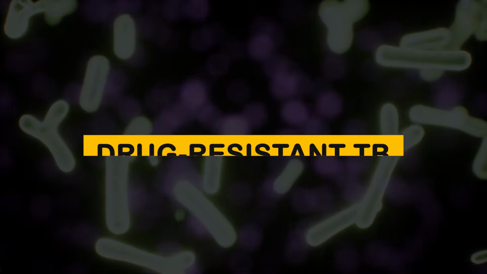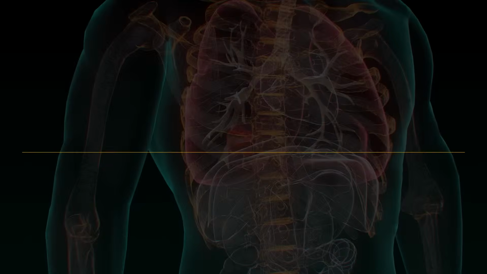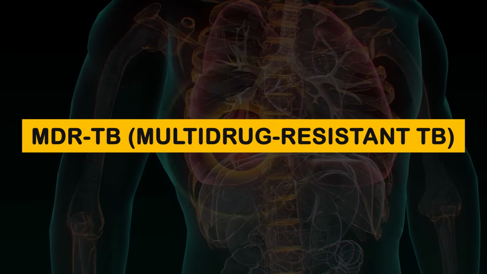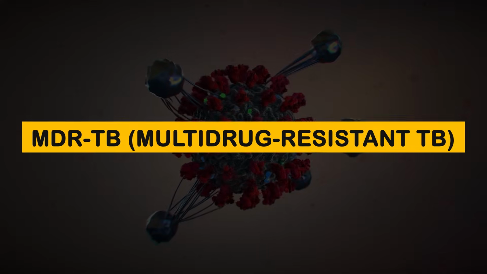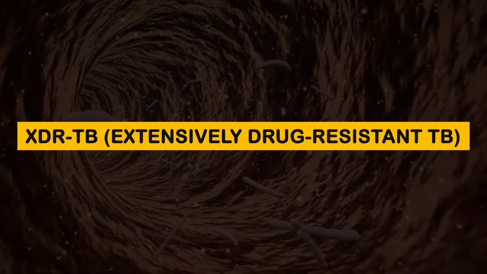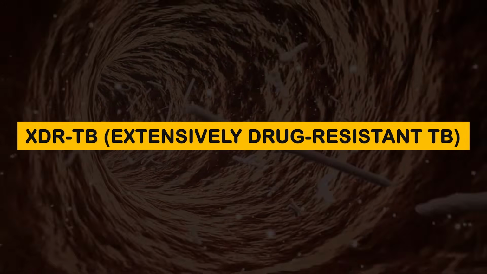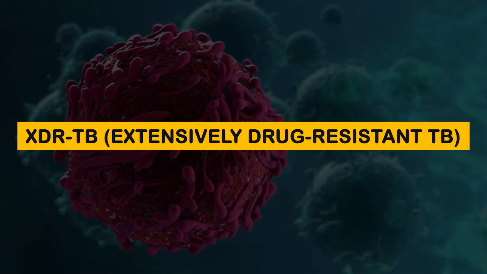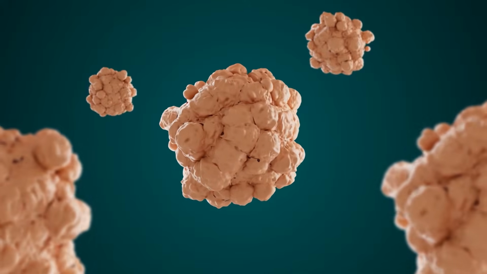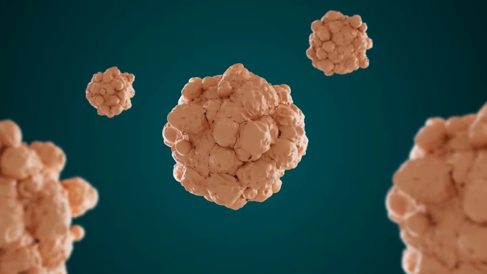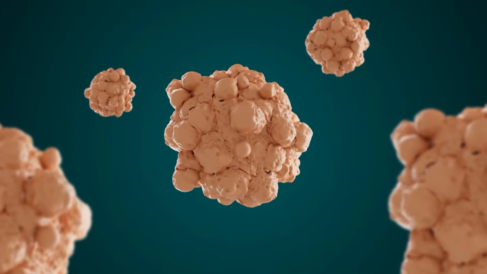Drug-resistant TB. There are 2 major types: MDR-TB, multi-drug-resistant TB, resistant to isoniazid and rifampicin; XDR-TB, extensively drug-resistant TB, resistant to even more drugs. Treatment for resistant TB can last 18 to 24 months and involves stronger medications with more side effects.